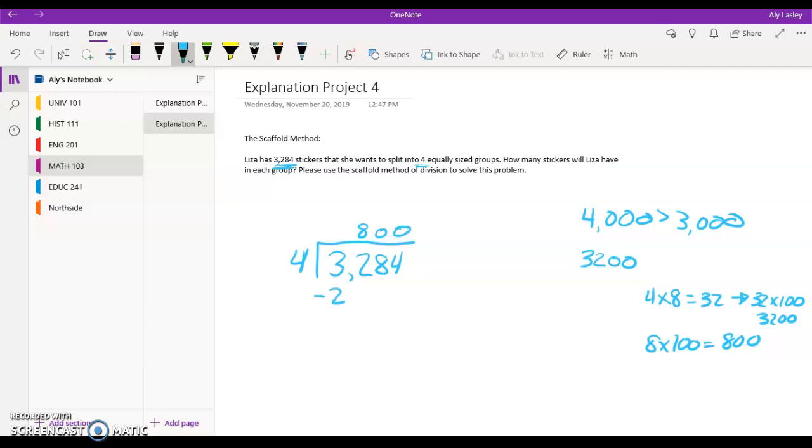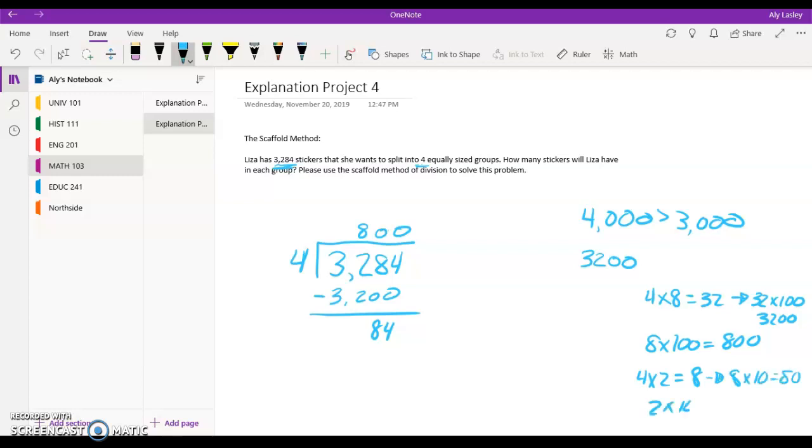So then we're going to subtract 3,200 from that, which will leave us with 84. So next we're going to ask ourselves how many tens of 4s are going to be in 80. So we know, again, 4 times 2 is 8, and we know that 8 times 10 gives us 80.